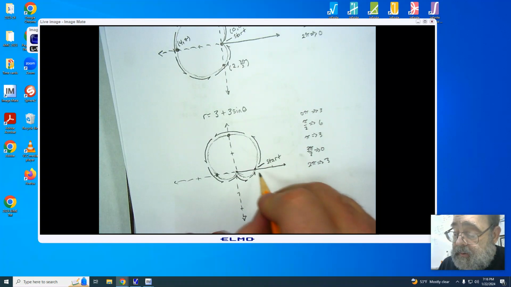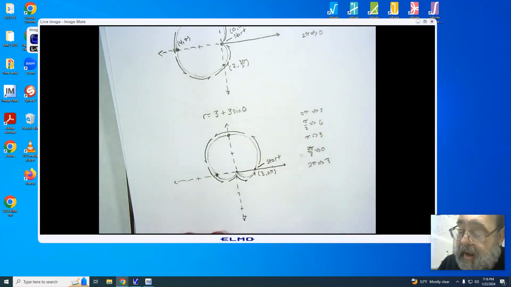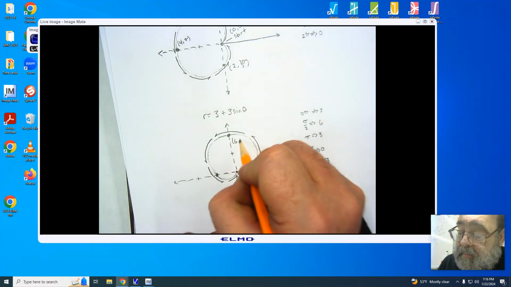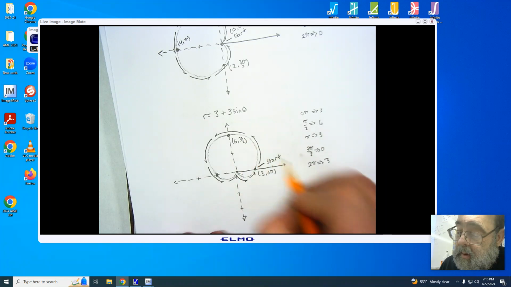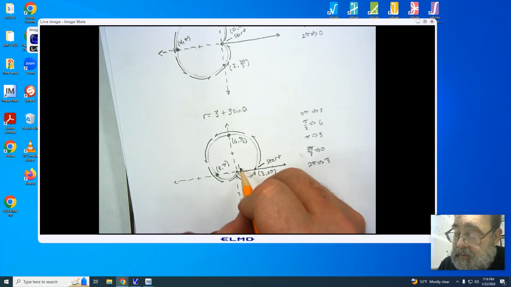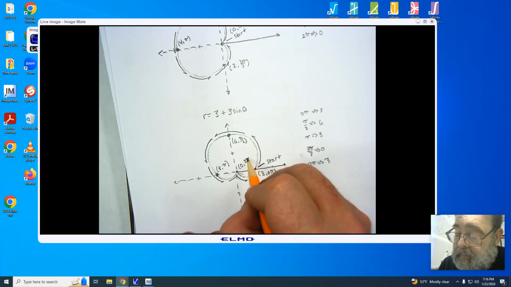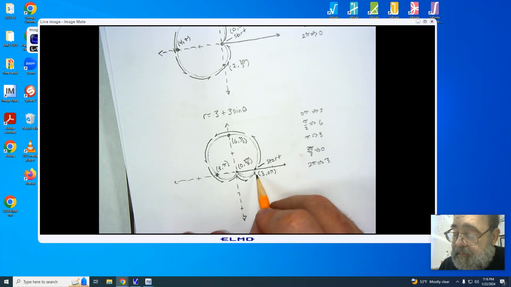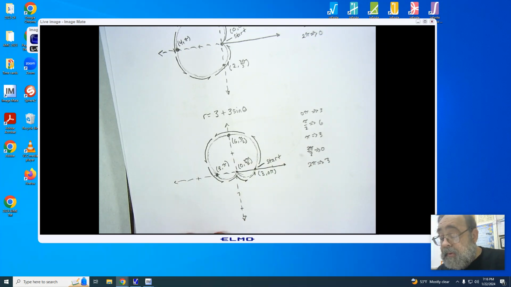We're going to plot our points. Our first point is 3, 0 pi. Then we have up here 6, pi over 2. We then continue with 3, pi. And then we go to 0, 3 pi over 2. And we finish at the 3, 2 pi.